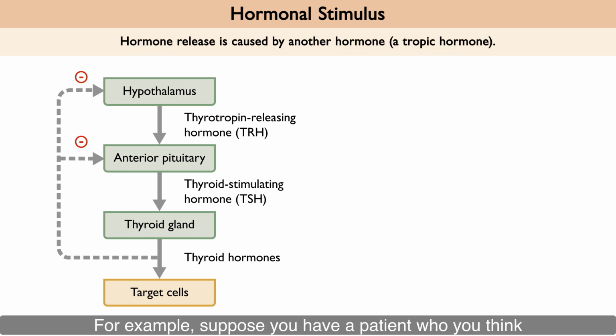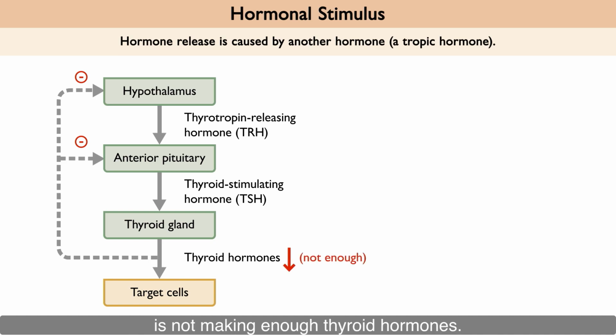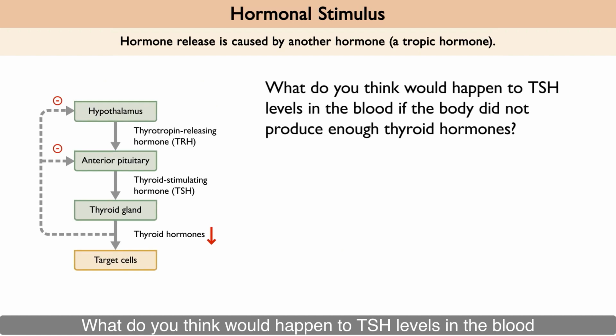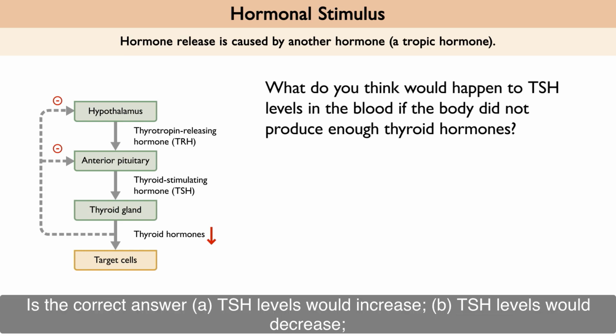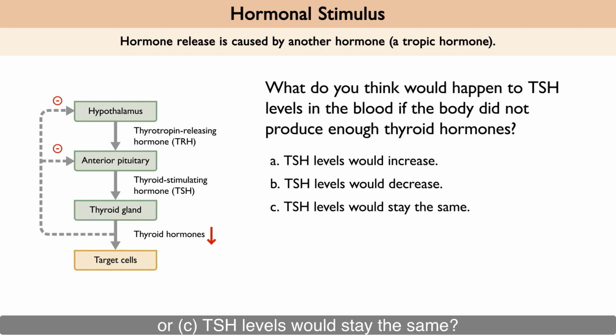For example, suppose you have a patient who you think is not making enough thyroid hormones. You order a test to measure the level of thyroid stimulating hormone in their blood. What do you think would happen to TSH levels in the blood if the body did not produce enough thyroid hormones? Is the correct answer A, TSH levels would increase, B, TSH levels would decrease, or C, TSH levels would stay the same?